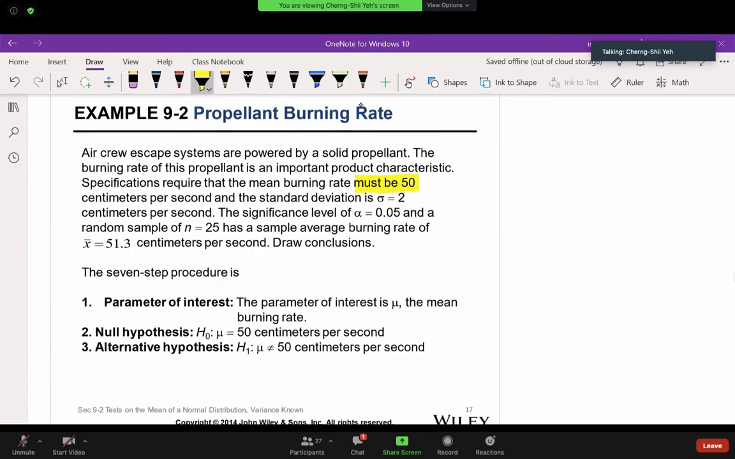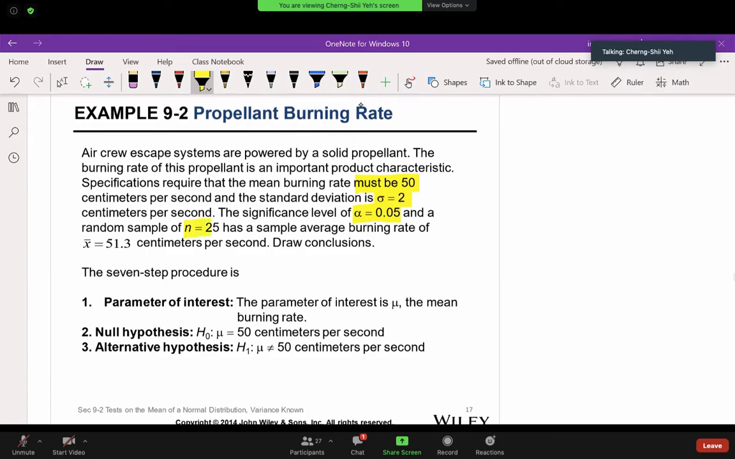Okay. What else is given? Population standard deviation is given. That's my population standard deviation. My alpha is also given. Alpha is 0.05. And then we're going to go ahead and test 25 actual samples from this process. Based on this result, we're going to verify if this claim is true, if our current process is still meeting the specification at a burning rate of 50 centimeters per second.